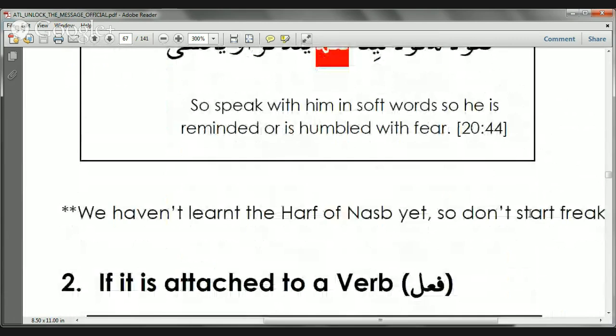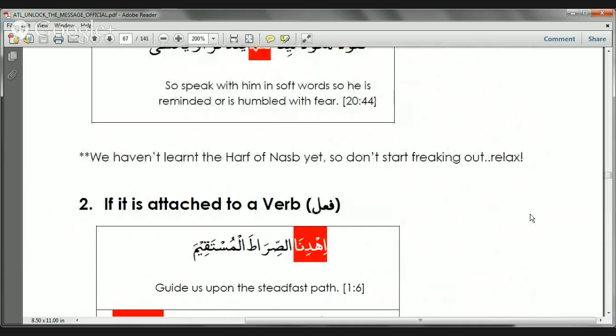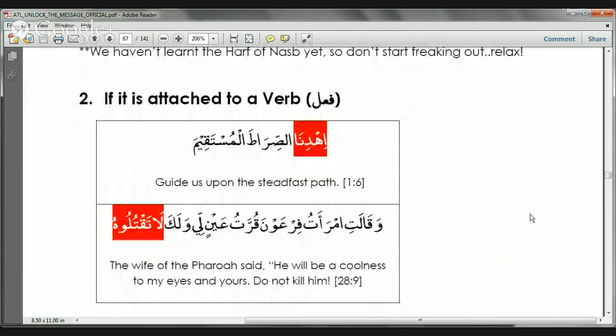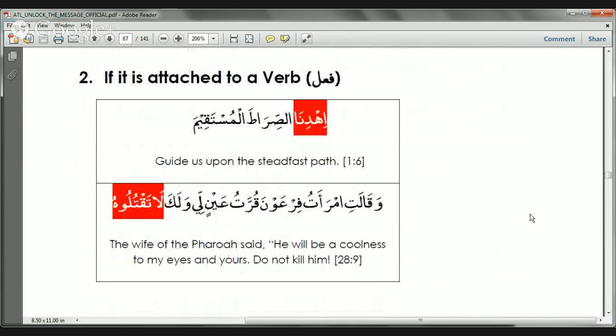That's the first way. Now again, see the little starred point? We haven't learned the harf of nasab yet, so don't start freaking out. Just relax. I'm just giving you this example. Number 2, if it is attached to a verb.